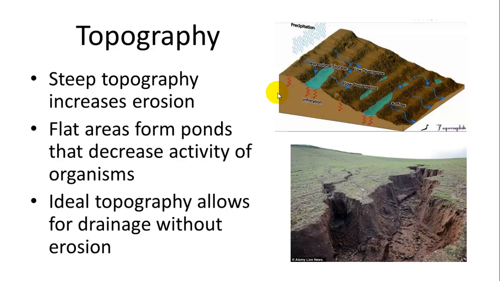Or if the area is too flat and there's nowhere for the water to go and it starts to form pools, then that can affect the nitrogen fixing ability of the bacteria in the soil, and reduce productivity that way. So an ideal topography allows for drainage without erosion, and there are ways that humans have altered the hillsides to allow for the deposition and infiltration of water and some flow without causing erosion. So if this was just a flat hillside, all this water would just flow off of it and take all the soil with it.